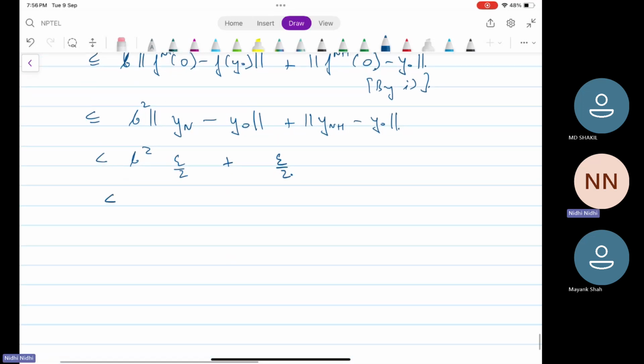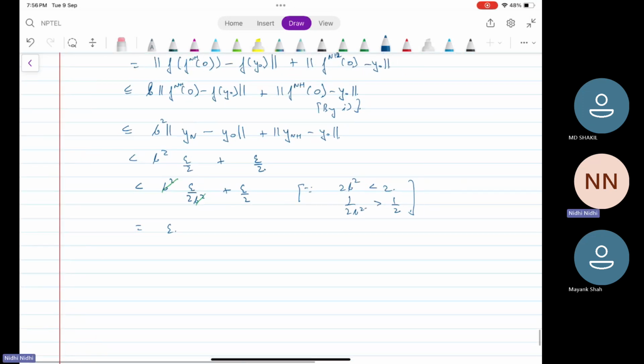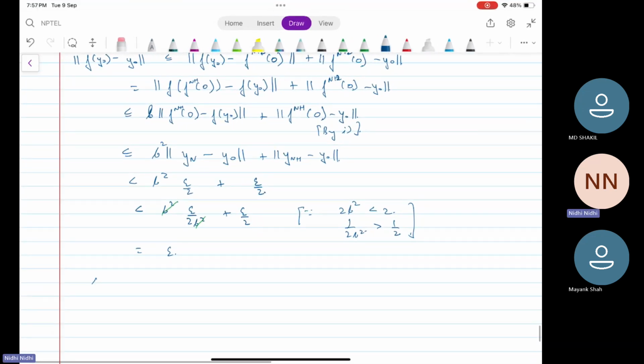Now I'm saying that this is less than b square epsilon by 2 b square plus epsilon by 2, because again 2b square is less than 2 because b is less than 1. So b square will be again less than 1. So 1 upon 2 b square is greater than 1 by 2. So 1 by 2 is lesser than 1 by 2 b square. So this will get cancelled out. So we'll get epsilon. Therefore, we got mod fy naught minus y naught strictly less than epsilon.